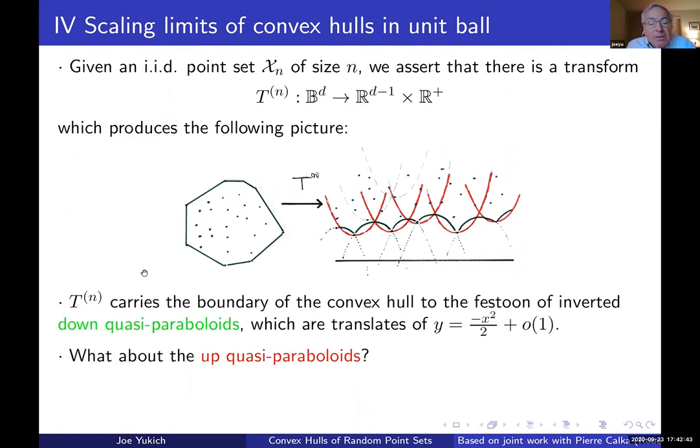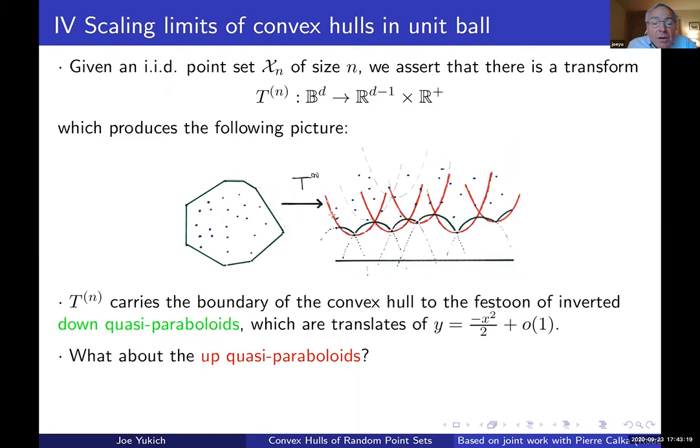But what about these up quasi-paraboloids? What about the red ones? It turns out that an extreme point in the left-hand picture is carried to this point here, and this point, which is the apex of this red parabola, has the property that it's the apex of a parabola which is not covered by the up parabolas at the other points.